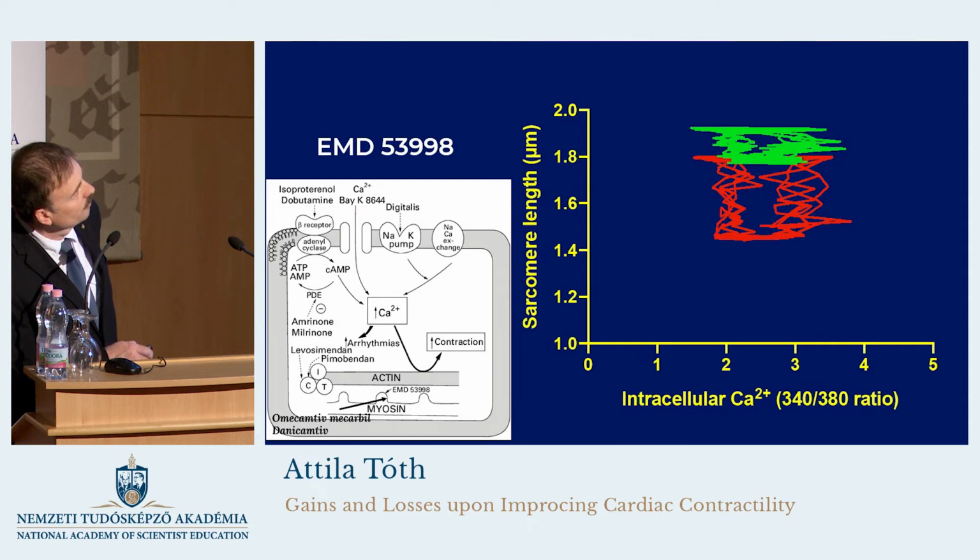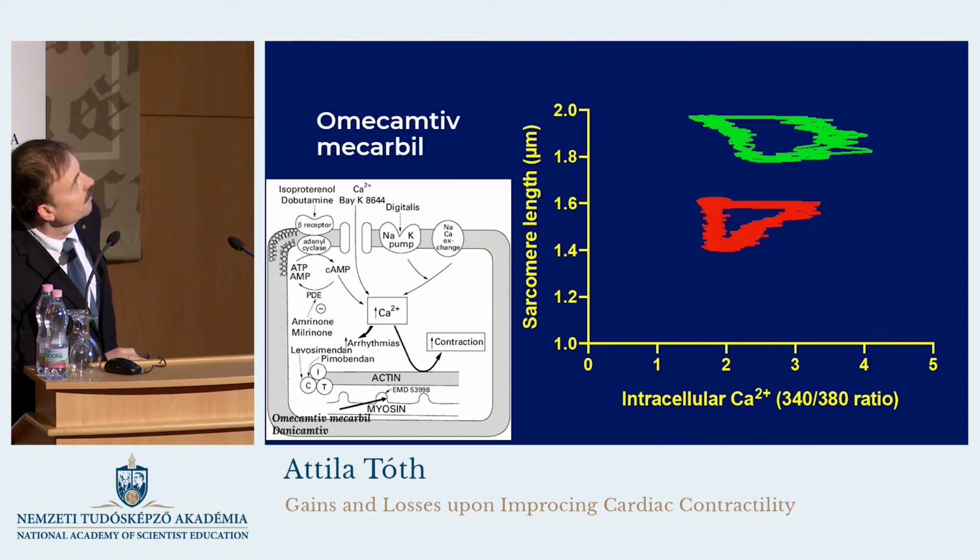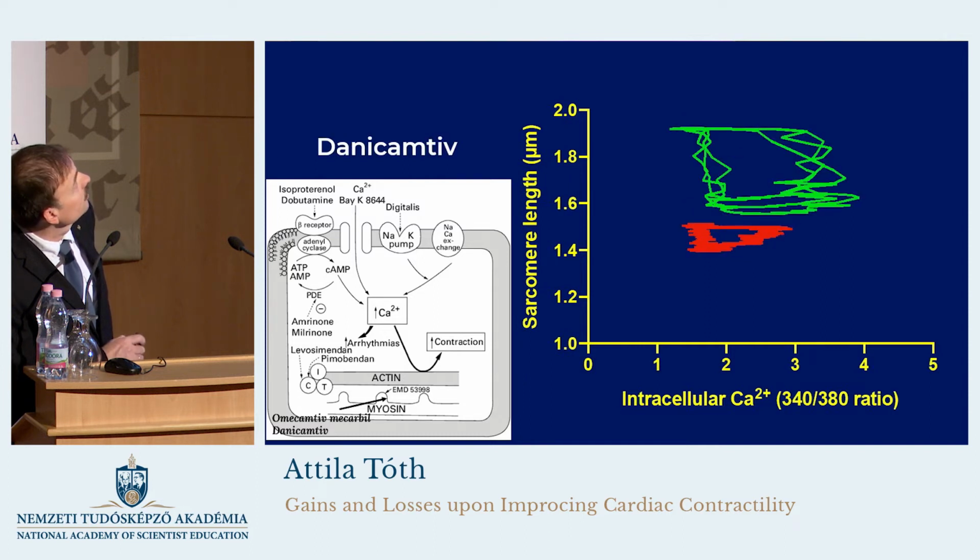But I would like to pinpoint here that there is a decline in the resting sarcomere length. So it shrinks the cell. We don't really know what its effect is, but it is more prominent using another drug of the same group, omecamtiv mecarbil. You can see basically no change in calcium. The sarcomere is much shorter in the presence of the drug. And we can see similar features in the presence of danicamtiv and other drugs acting on the myosin.